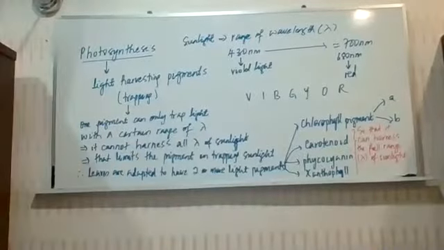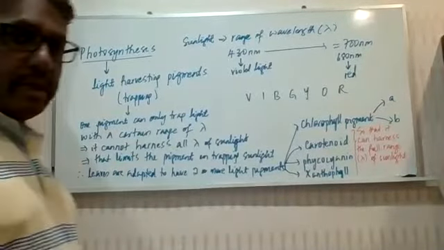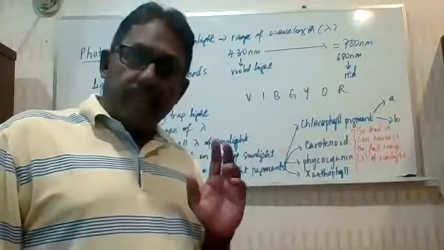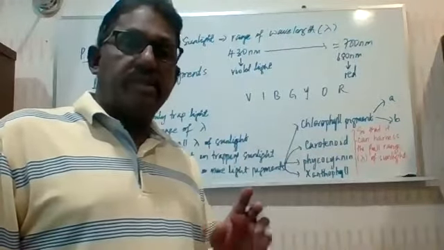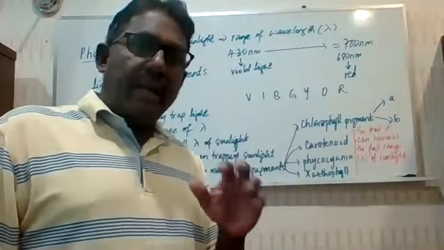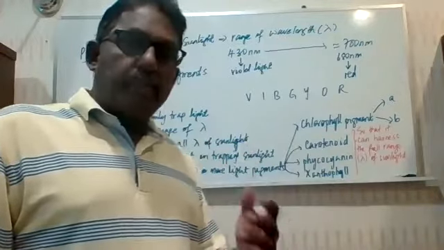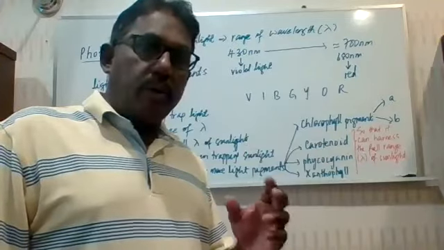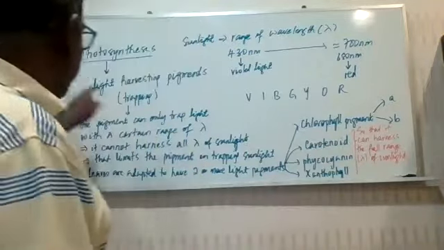So let me do a recap. Remember, in photosynthesis, what is very important is having knowledge about what light harvesting pigments are. Plants on their leaves have what we call light harvesting pigments, as I put here.